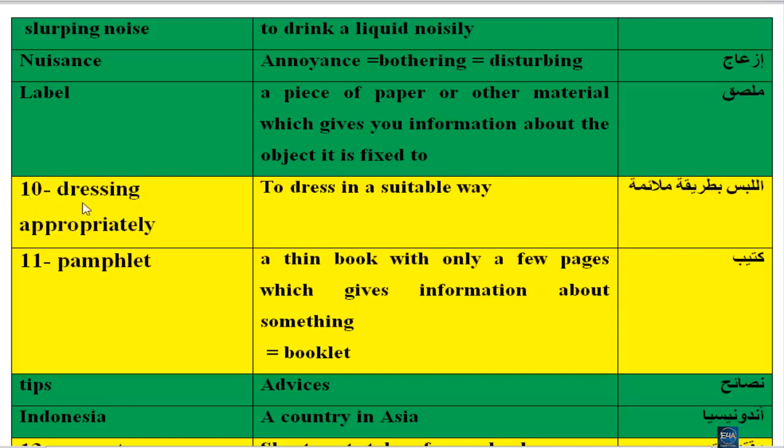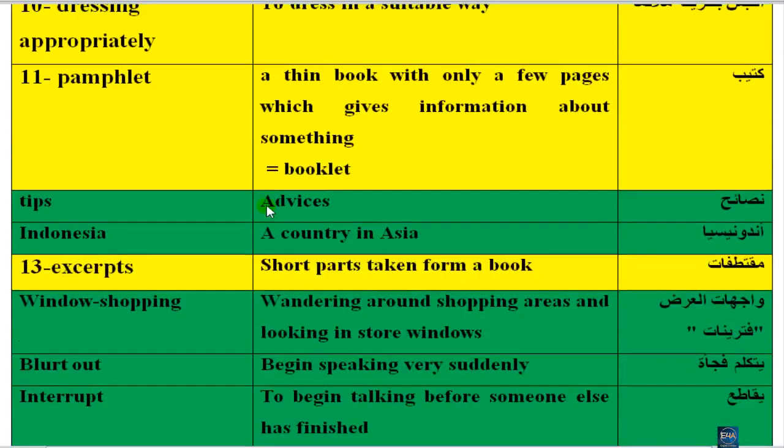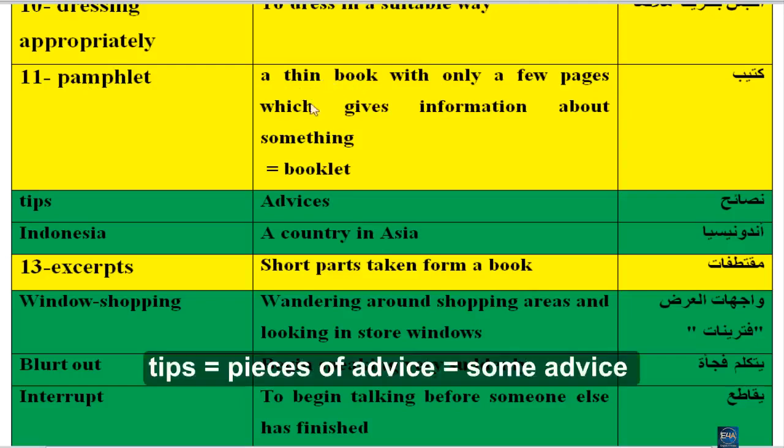10. Dressing appropriately. To dress in a suitable way. Pamphlet, booklet. 11. Pamphlet, booklet. A thin book with only a few pages which gives information about something. So we can say a pamphlet, a thin book which gives information.